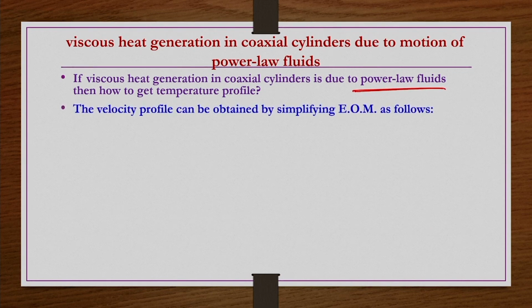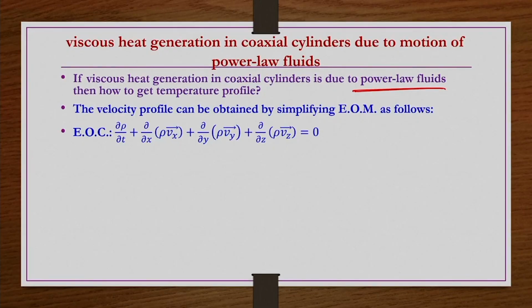The velocity profile can be obtained by simplifying the equation of motion, and we can follow all those steps. Let us assume that in this case we are not sure whether the profile is linear or not, because the power law rheology is non-linear. Even if the gap between the two cylinders is very small, we are not sure whether the velocity profile is going to be linear if the fluid obeys non-Newtonian behavior, such as power law fluids or something else like that. That is the reason we follow the standard steps to obtain the velocity profile as well.